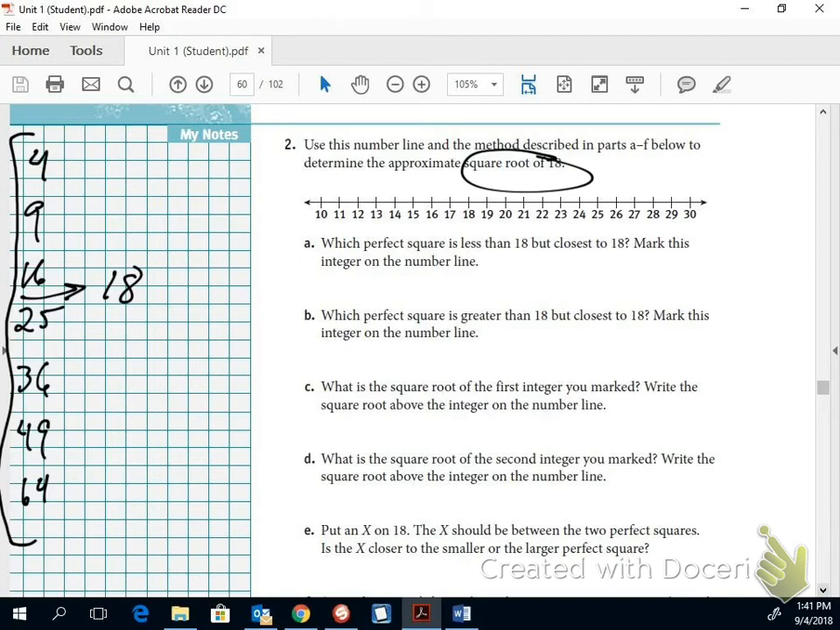So it talks about square root of 18. So what's the square root of 16? 4. Okay, so square root of 16 is 4. What's the square root of 25? 5. So, just as a guess, where would the square root of 18 fall? Somewhere between 4 and 5.